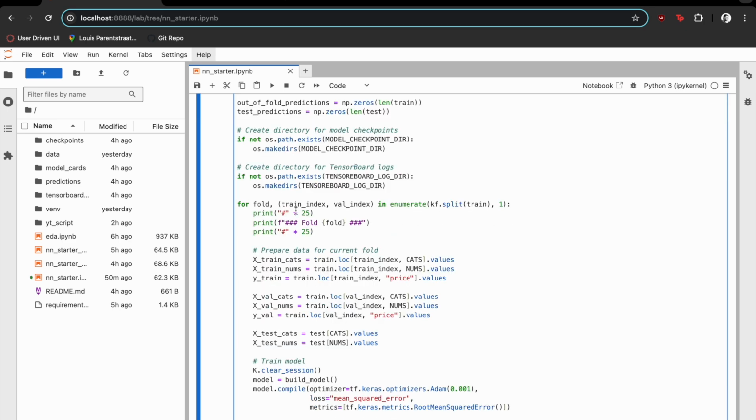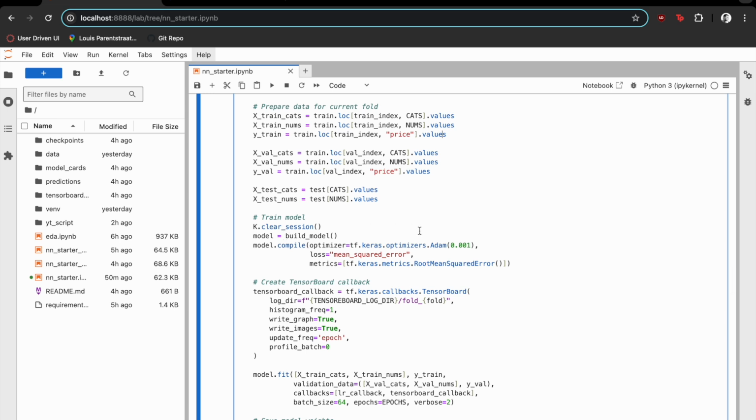Coming to the training loop, the k-fold splits the data into train and validation. We'll have 5 different pairs of train and validation indices. For each fold, we will go through and train the model on the data split.